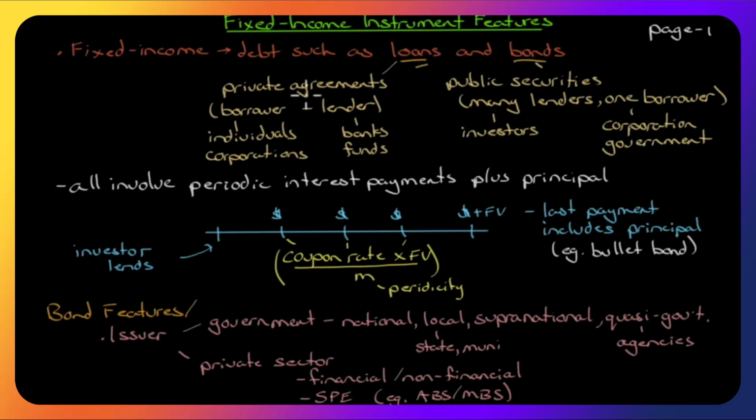When we talk about loans, we're looking at private agreements. When talking about bonds, looking at publicly traded securities. So private agreements are typically between a borrower and a lender. The borrower can be an individual or a corporation. The lender can be a bank or a particular fund that specializes in private credit.